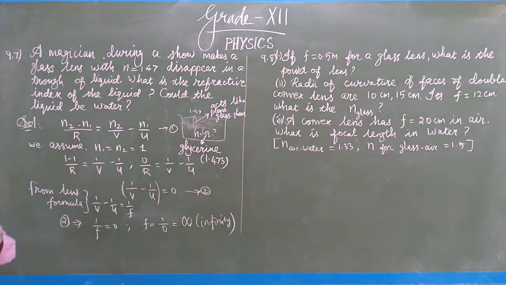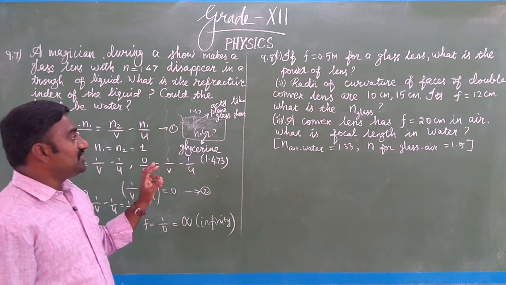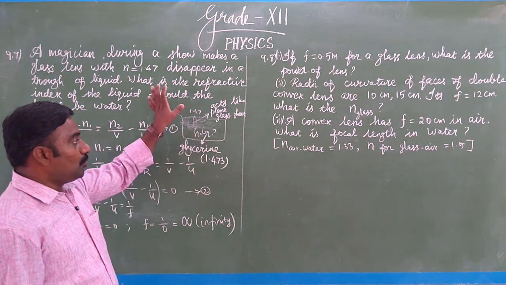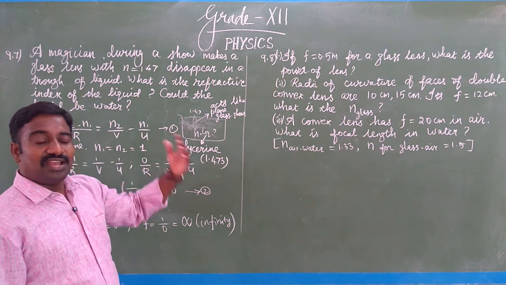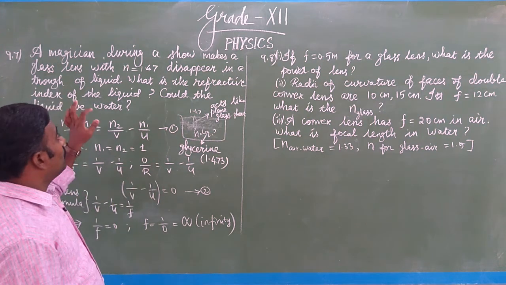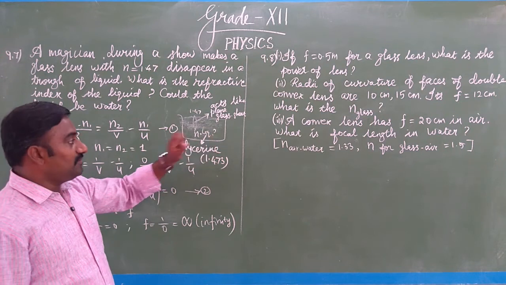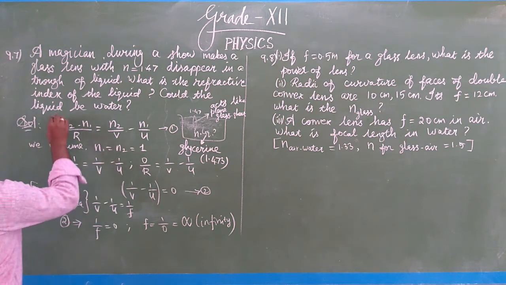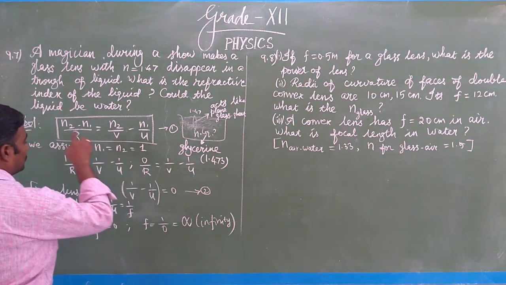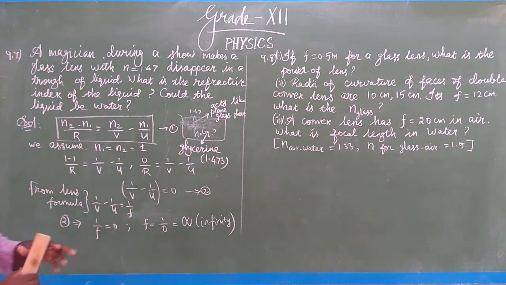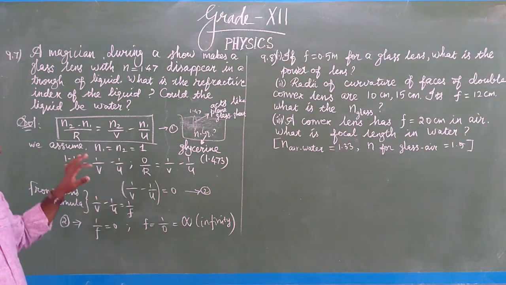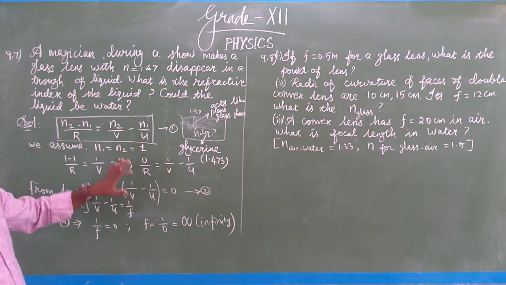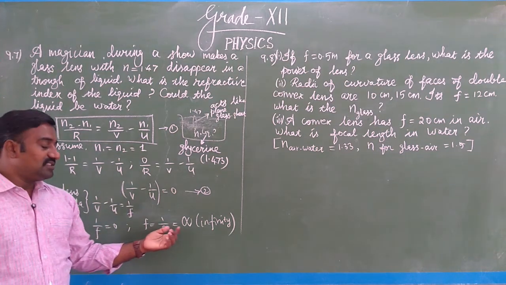Very simple question. During a magical show, the magician introduced a glass lens of refractive index 1.47 in a liquid medium. While he introduced the glass lens in the liquid medium, the glass lens disappears. So what is the refractive index of the liquid medium? From that you are going to judge whether the liquid medium is water or not. Using these relations only, we substitute the values. After introducing it, it disappears, so the refractive indices of the mediums are similar. N1 is equal to N2, which we assume as 1. After substituting, we finally get the focal length at infinity.